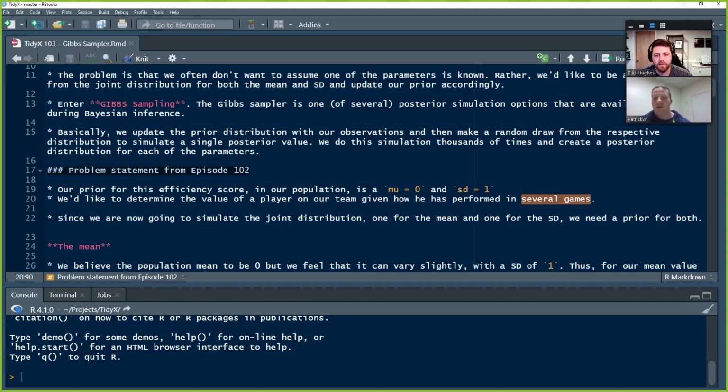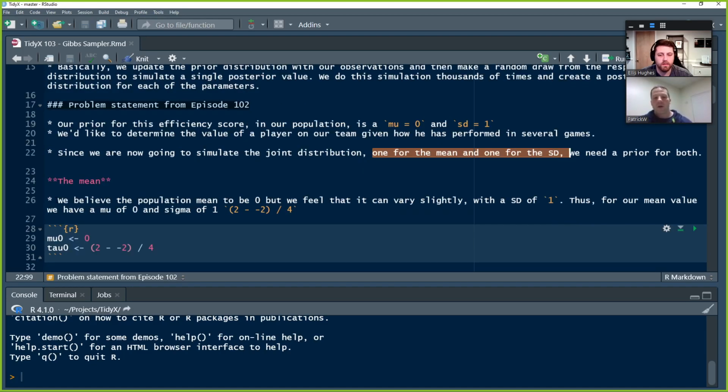So we need to estimate a prior for both of them. So the mean, let's start out with the mean. Remember, we believe the population mean to be 0, which means it's an average player efficiency score. They're not better than or worse than the average player in the population. And we believe it can vary slightly with a standard deviation of 1. So for our mean value, we have a mu of 0 and a sigma of 1.